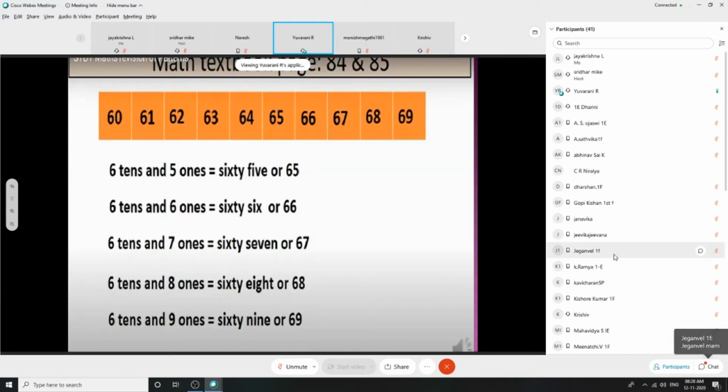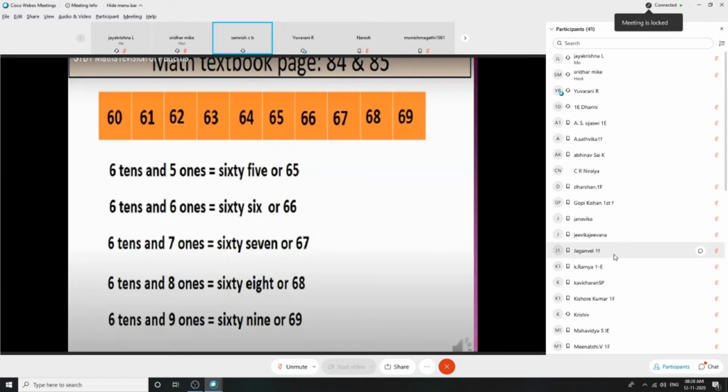Samrish, very good. Now you are going to say me six tens and eight ones makes? Repeat along with me, Kanna. Six tens, eight ones, makes? 68. Very good. Thank you, Samrish.